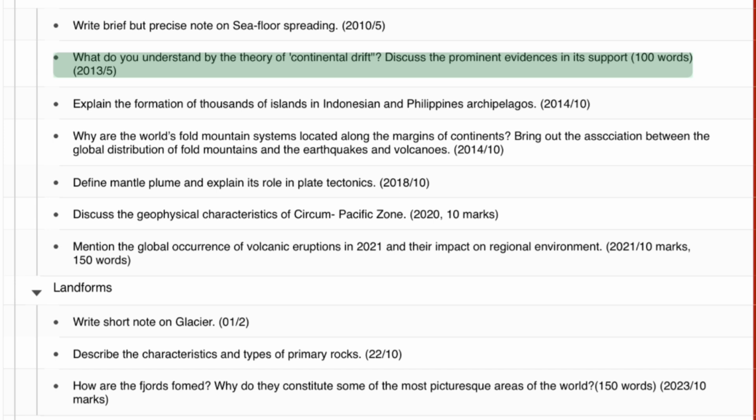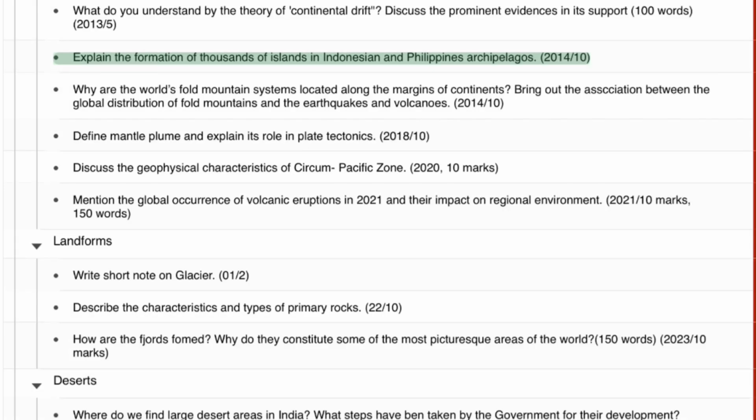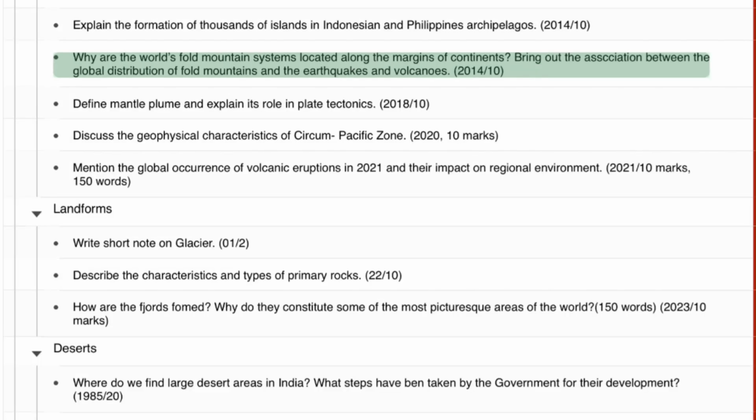100 words. 2013, 5 marks. Explain the formation of thousands of islands in Indonesian and Philippines archipelagos. 2014, 10 marks. Why are the world's fold mountain systems located along the margins of continents? Bring out the association between the global distribution of fold mountains and the earthquakes and volcanoes.